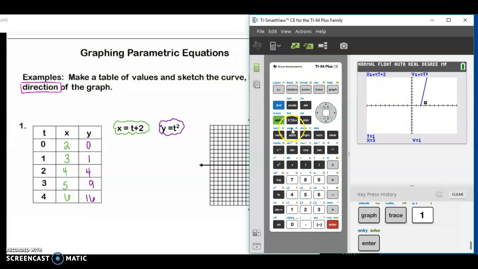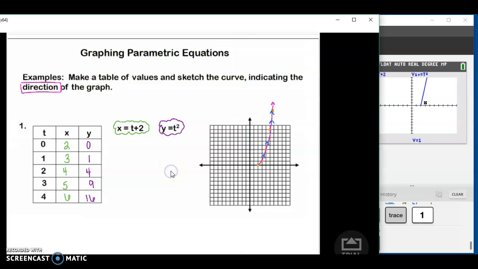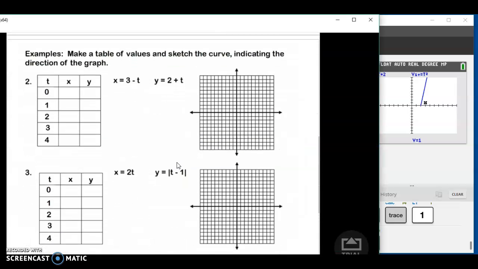So I just wanted to show you how to put that function on the calculator in parametric, but you mainly need to know how to do it by hand. Okay, so we have a couple more here just to see. So we're going to make a table, graph it, and we're going to make sure we do the direction.